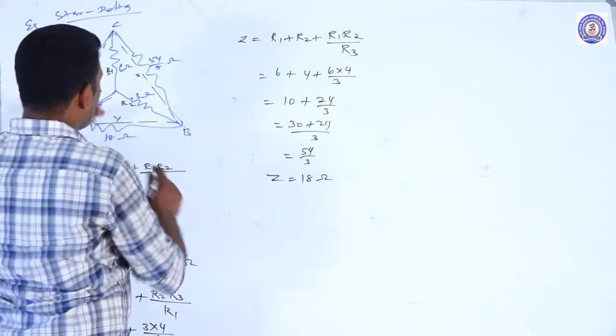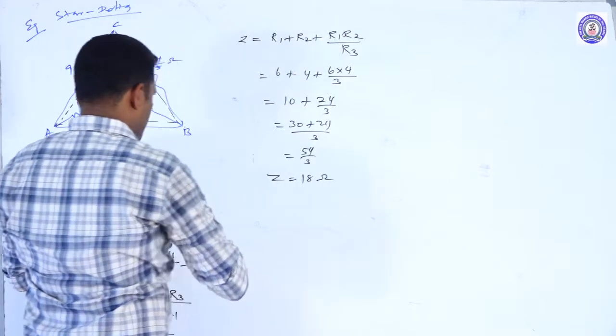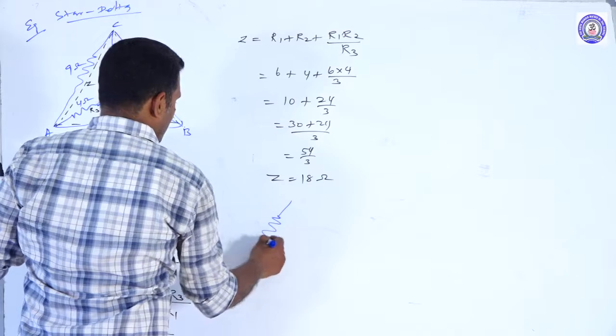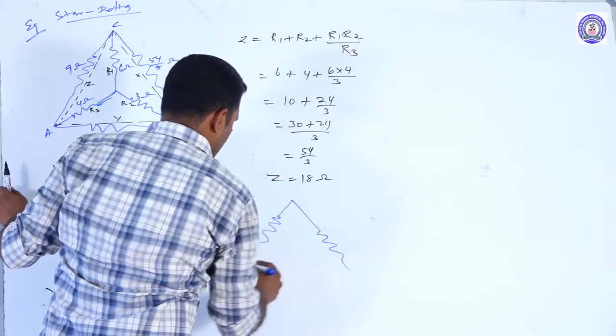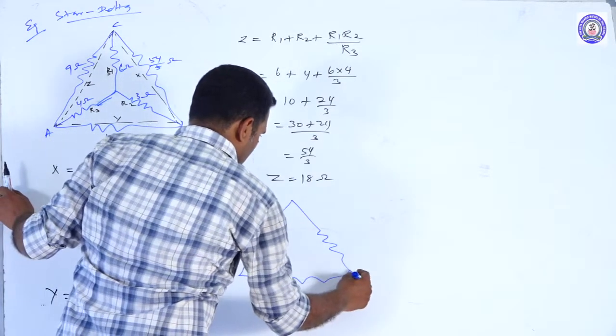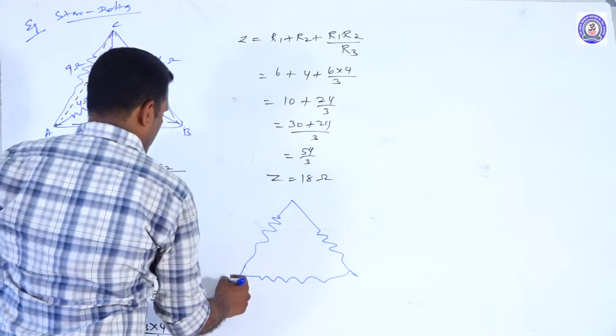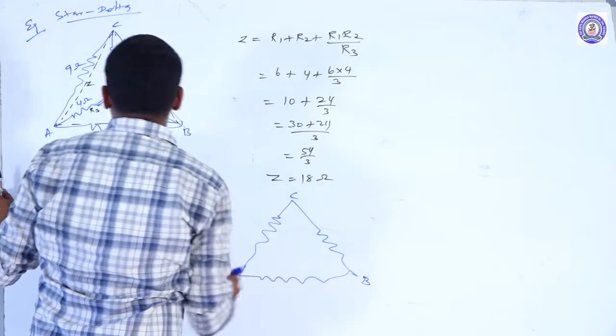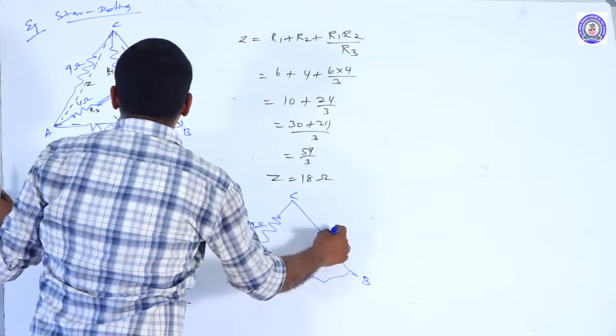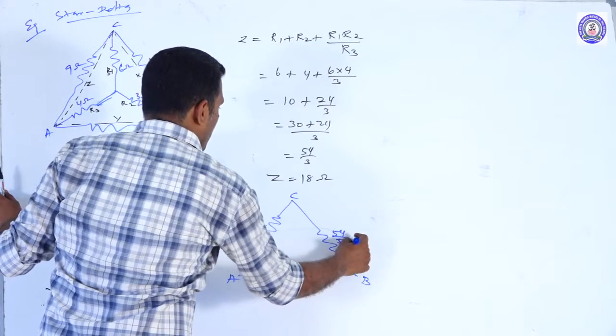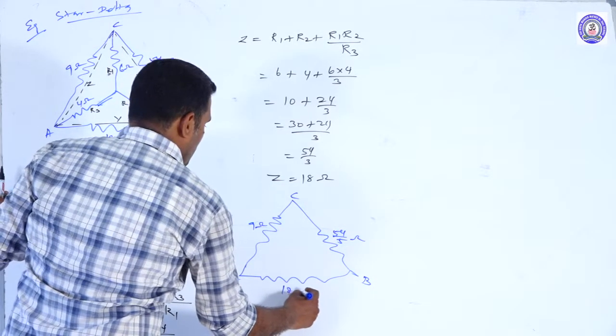So this circuit can now be reconstructed like this. Already there is a delta connection, and a star is transformed to delta. Can make this as A, B, C. This is 9 ohm, this is 54 by 4 ohm, and this is 18 ohm.